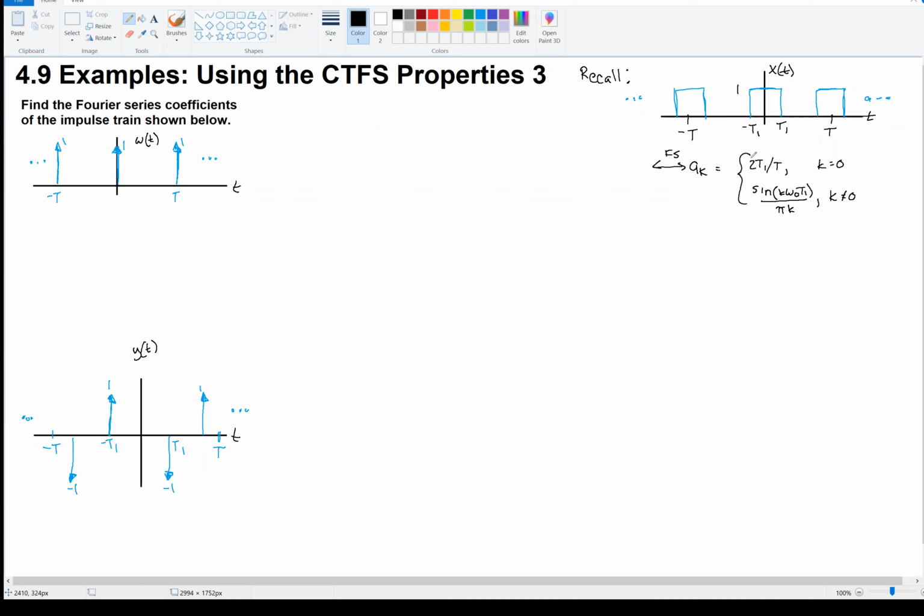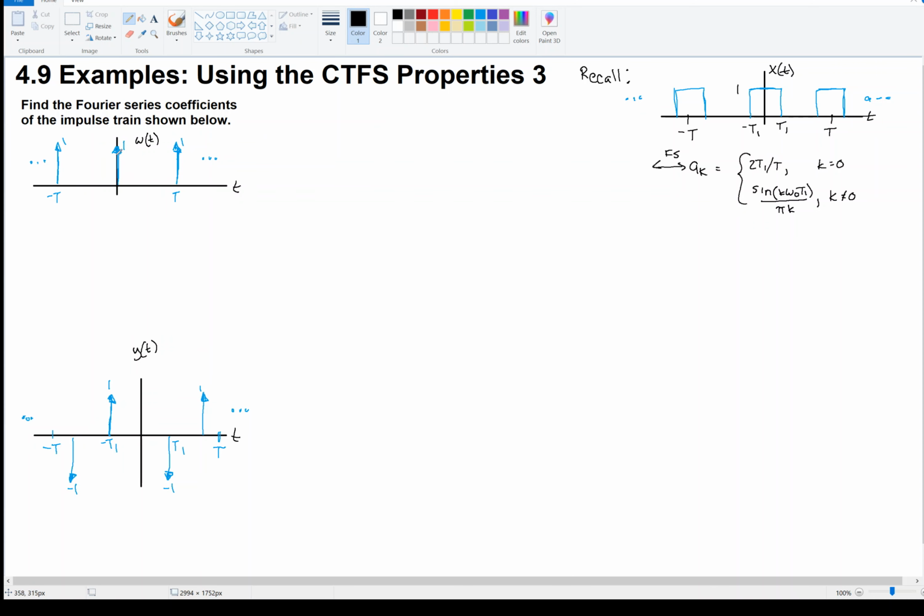Let's call that x of t, and its Fourier series coefficients a_k. So just recall that. We're going to need that at the end of this video, kind of as a surprise. So this is a little foreshadowing, if you will. And the question at hand now, at the left, is find the Fourier series coefficients of the impulse train shown below. Choo-choo, impulse train.